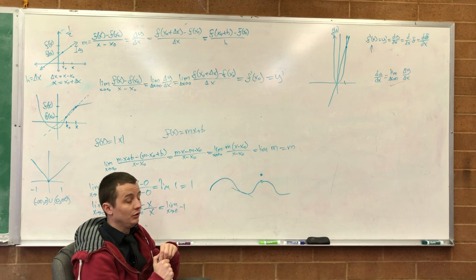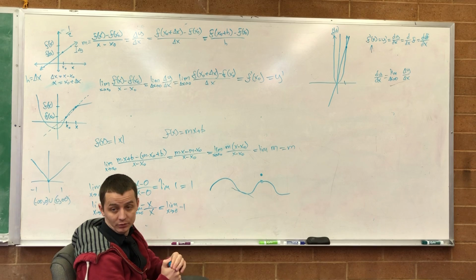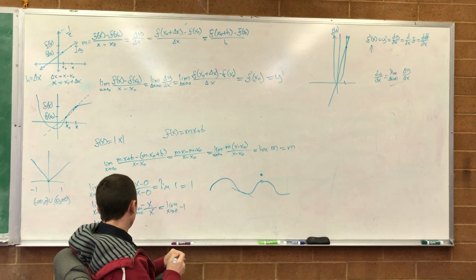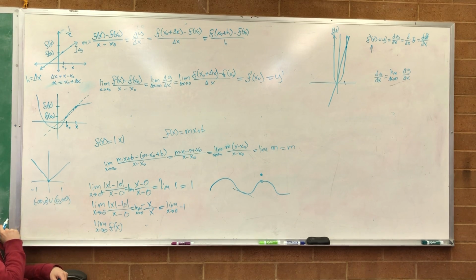So just because it's continuous doesn't mean it's differentiable. But if it's differentiable, then it is continuous. Here's an example of one that's continuous but not differentiable. This function is continuous at 0. It is not differentiable at 0.